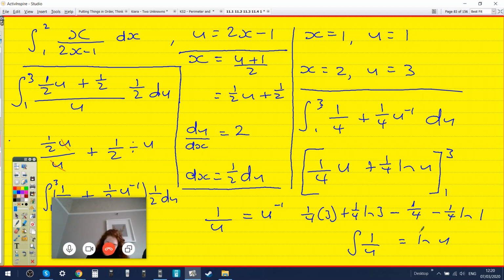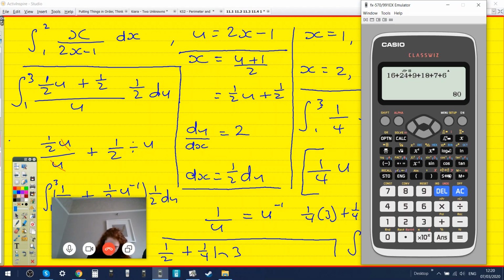So would that become a half? So this would be 3/4, I believe. Yeah, so 3/4, then minus the other quarter. Oh yeah. Okay, so that would be a half plus a quarter ln 3. Yeah.